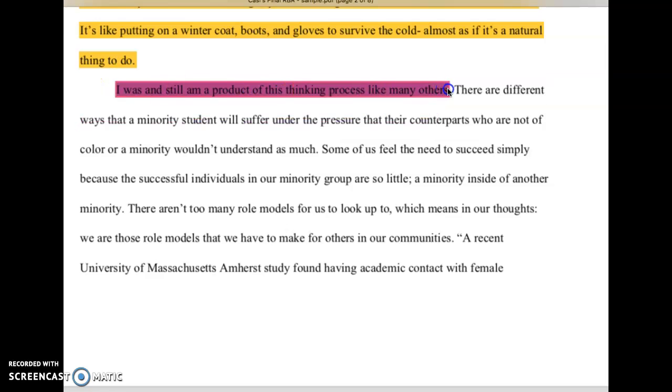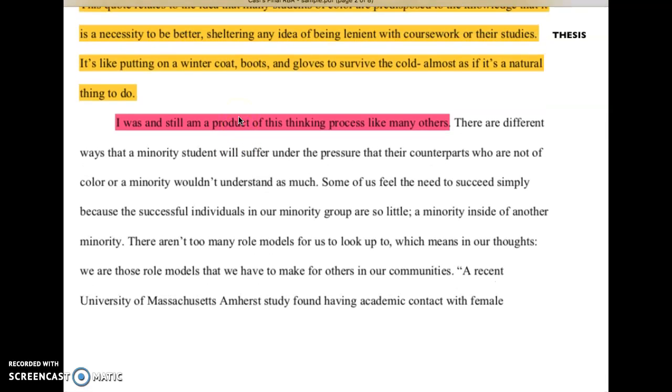So here's her topic sentence. "I was and still am a product of this thinking process like many others." It could be a little bit more clear, but what she's referring to is this thought process that led her to feel like she had to go above and beyond in everything in order to compensate for the disadvantages that she was facing.